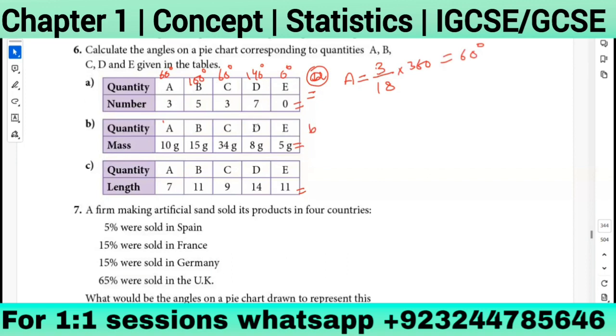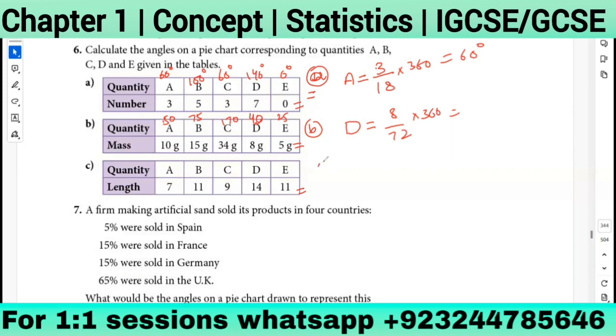From part B, we can do any one, like we can do D1. So what is the total? 72. And it is 8, so 8 into 360. Okay, solve it out. Forty. 40. And similarly, all the rest can be done.